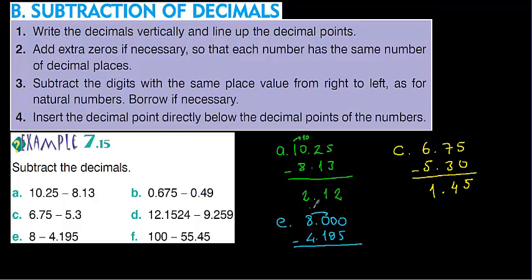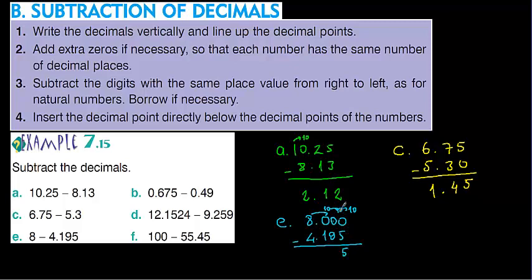So this becomes 7 now. We are going to give 1 to this one, and this becomes 10. And if we give this one, this becomes 9, and this becomes 10. And if we give this one again, this becomes 9, and this becomes 10. So 10 minus 5 is going to be equal to 5.